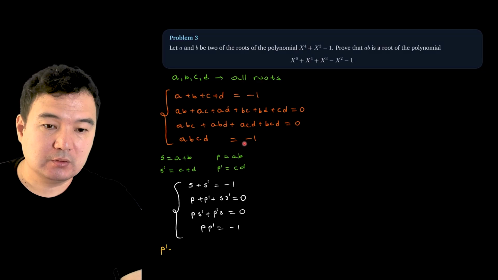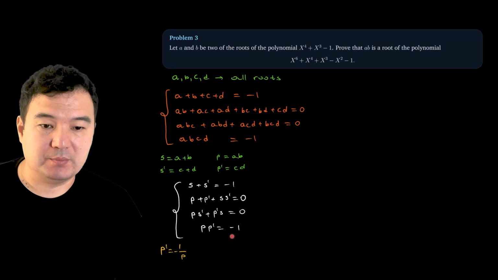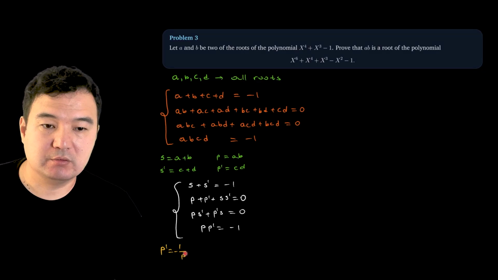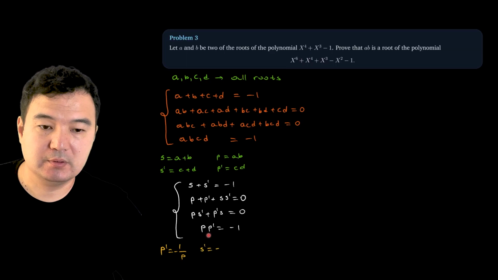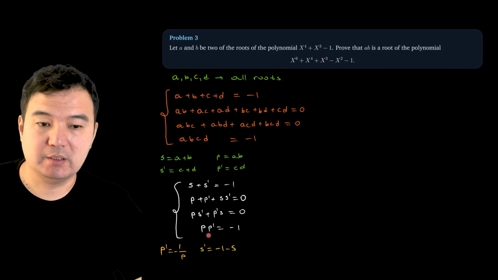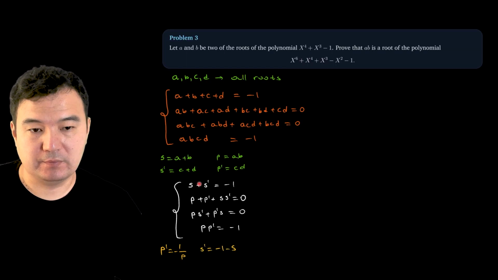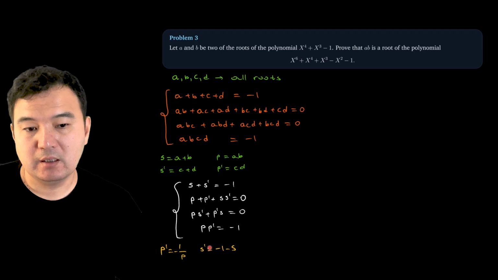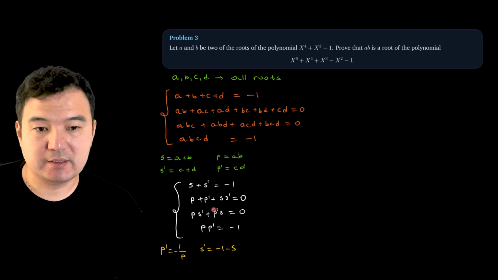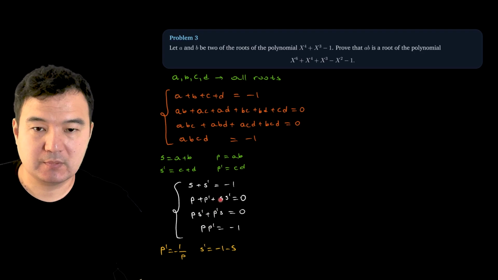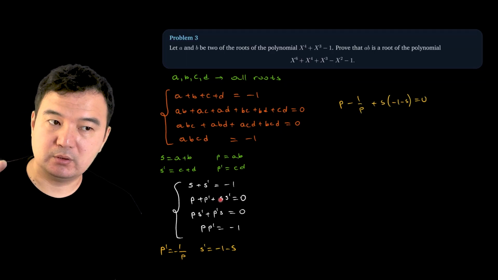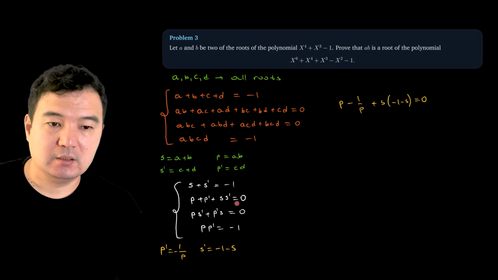So what I'm going to do is just get rid of primes. So P prime is -1 over P, and S prime is -1 minus S. So the first one and then the last one. And then I'll do these replacements in the second and third equations. So I'll be left with 2 equations, this one and this one.